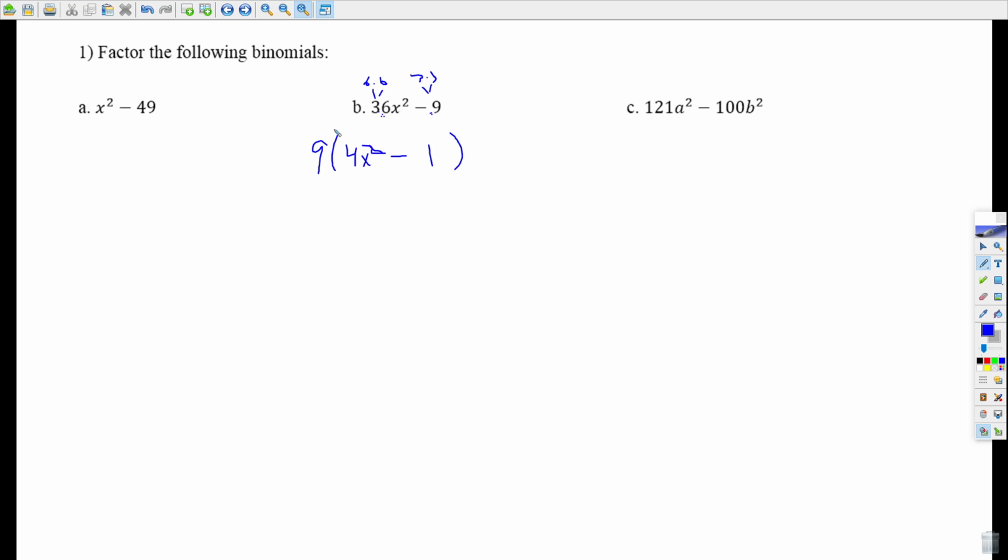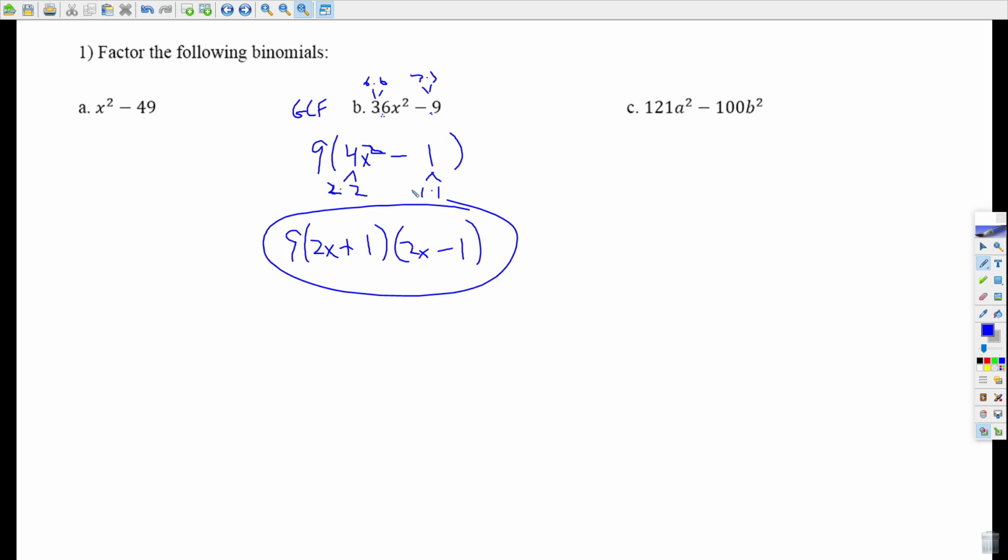Do GCF first, which is what we did. We did GCF, and if you look at what's left, we actually still have difference of squares. How do you get 4? 2 and 2. How do you get 1? 1 times 1. So we'd have the 9 on the outside, and we would split this up and say, okay, well, we have 2 with x's getting split. So 2x, 2x. 1 gets split by a 1, 1, positive, negative. So I did one for you. You should always look for that first. There's not many of them that have a GCF first, but you should always look for it.